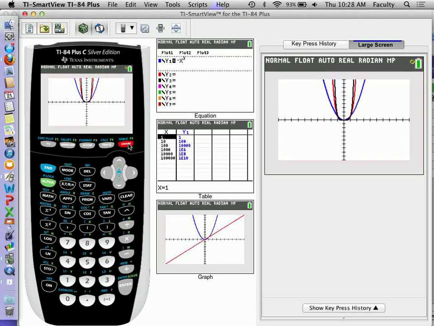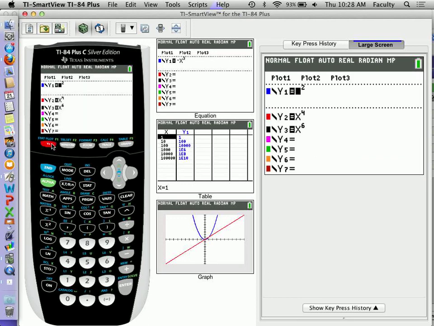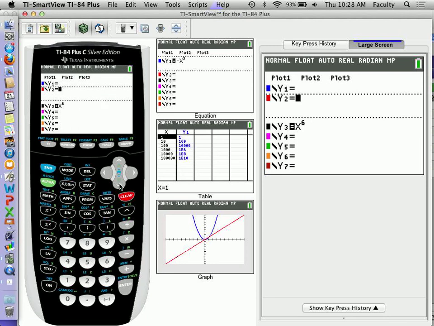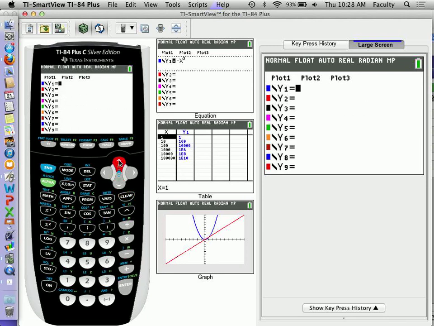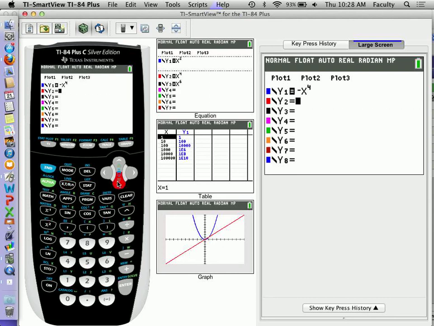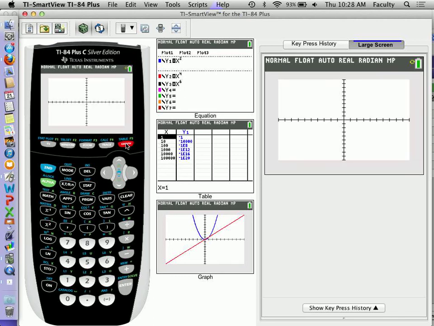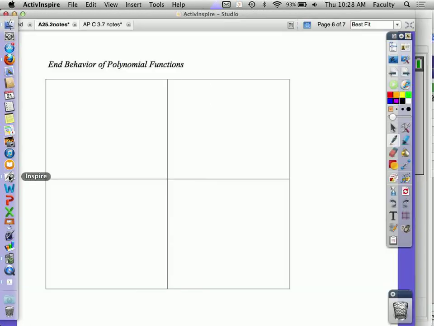Okay? Now go back to your y screen, and let's clear those three out. And in y sub 1, let's do negative x to the 4th power. And press graph. So instead of the touchdown up, putting a negative out front turns it down, okay? So now we're actually ready to do the box for end behavior.